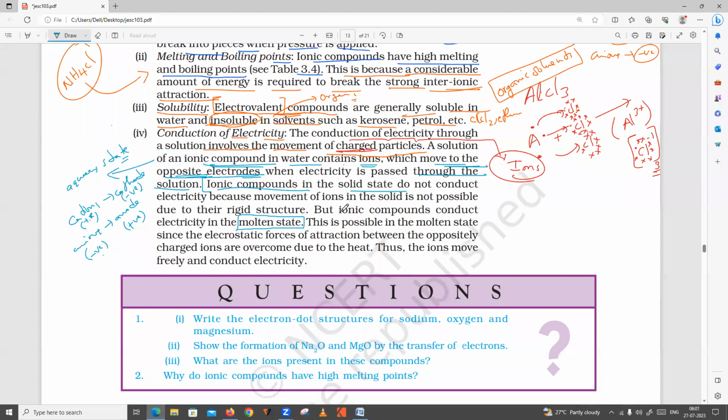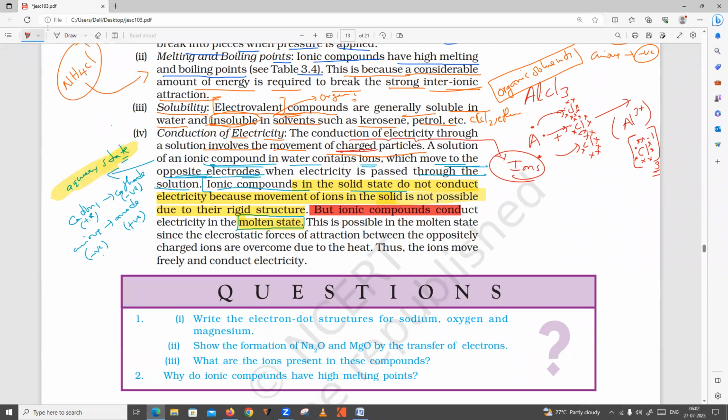So ionic compounds will conduct electricity only when they are in what state? Everybody, please respond. Molten state, or they must be soluble in water. Soluble in water means they are in aqueous state. If they are in solid state, it is not possible due to the rigid structure, because there is no free movement of ions. Movement of ions in the solid state is not possible due to the rigid structure. That is why solids do not conduct electricity.